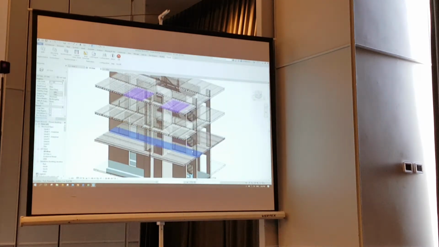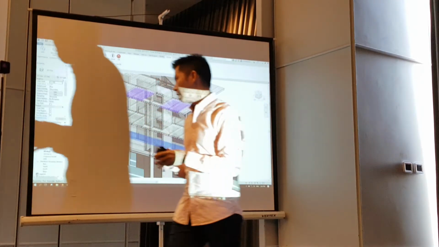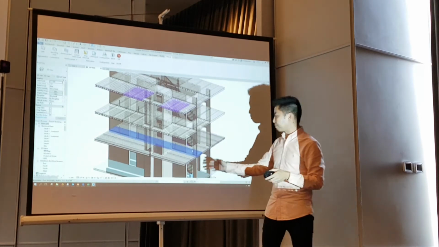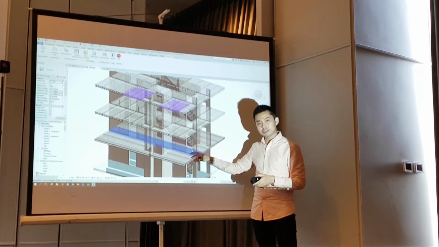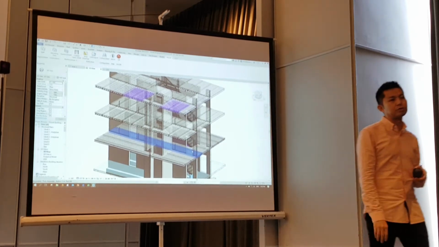Alright, so now once it's done, you can see all the slab is already done. Now my next question to you guys is how I'm going to change my setting to have the vertical slabs change to the horizontal slabs. What is the thing that I need to do?